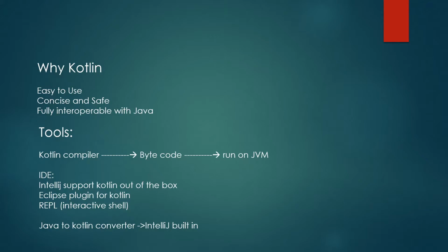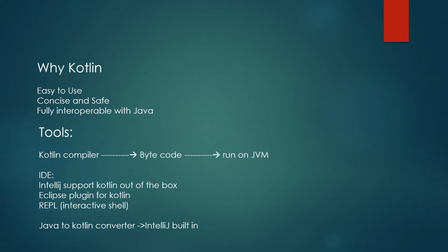Now we'll talk about tools. In order to write a Kotlin program, first we need to install the JDK because Kotlin is a JVM-based language. Then we need to install the Kotlin compiler. Once we write the source code, we can compile that file using the Kotlin compiler. That will be converted into bytecode. That bytecode will run on JVM.